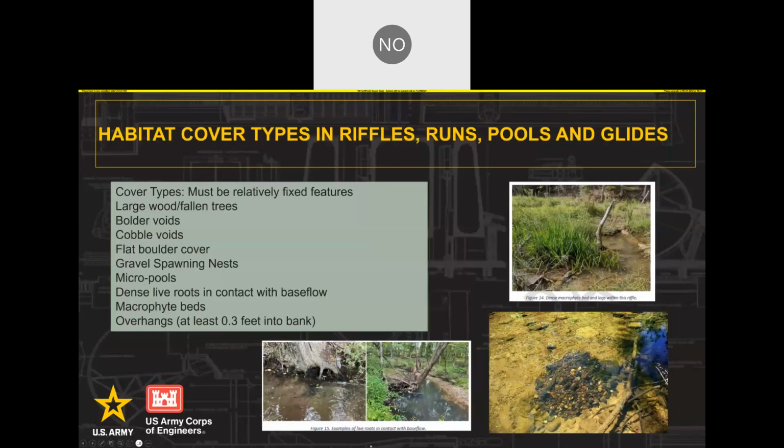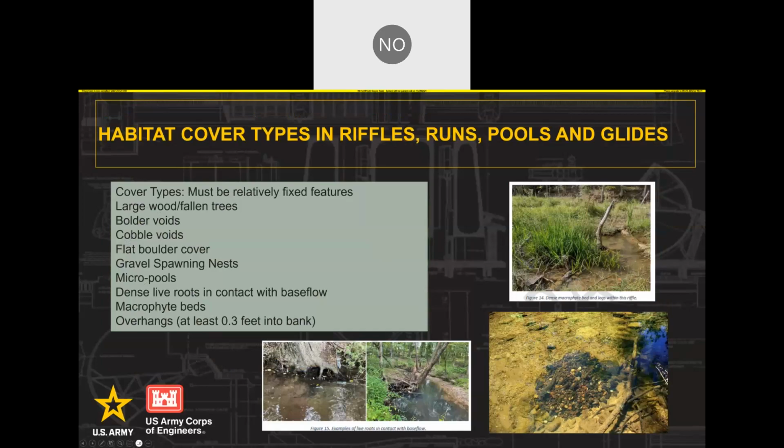So we're talking more about these cover features and some photos of them. So we got some large wood. And these, again, the cover features, we mentioned this earlier, they have to be relatively fixed. So it can't be something that's just moving with every flow event. We're not looking at detritus in this assessment. It's something that's relatively fixed. It doesn't have to stay there till the end of time, but it should be there and be able to survive a few flow events. You're using some professional judgment there on whether you think that's the case or not.